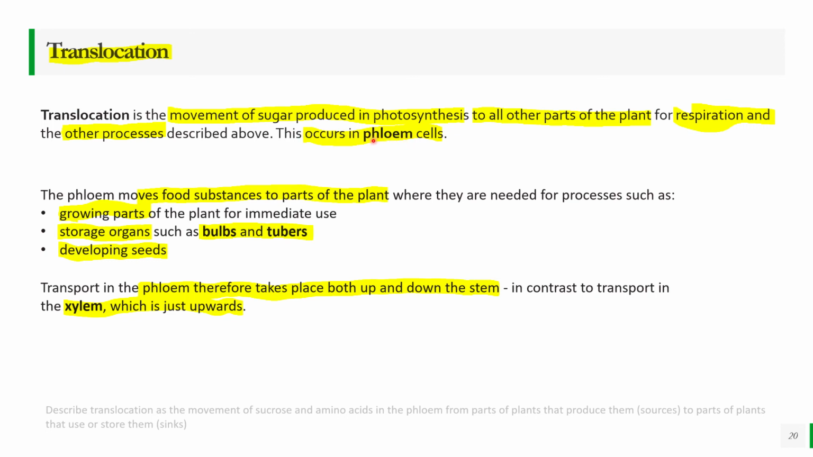Okay. Now, xylem and phloem usually are connected very close together. Dua-dua ni hampir. Okay, now the phloem moves food substances to other parts of the plant where they are needed for processes such as growing, okay, so making new cells, growing and making new cells. Second one is for storage. Now storage, it goes either to bulbs or tubers. Now bulbs or tubers ini basically fruit and roots.